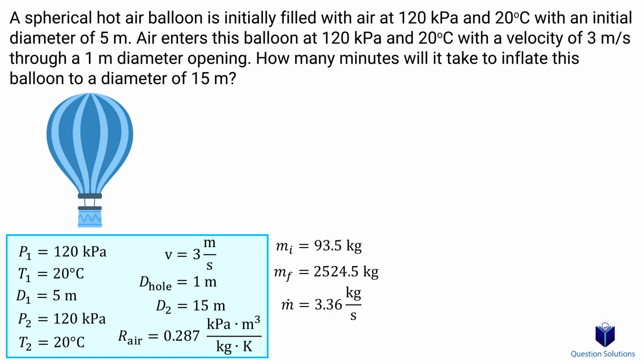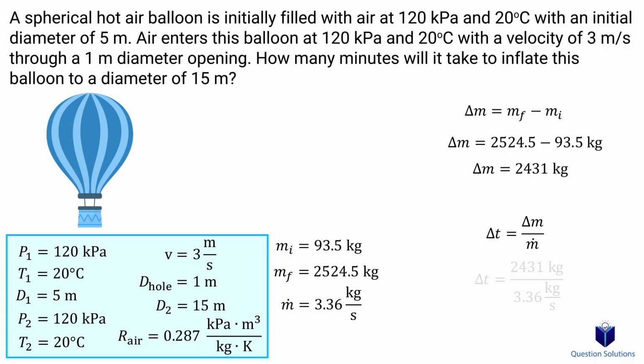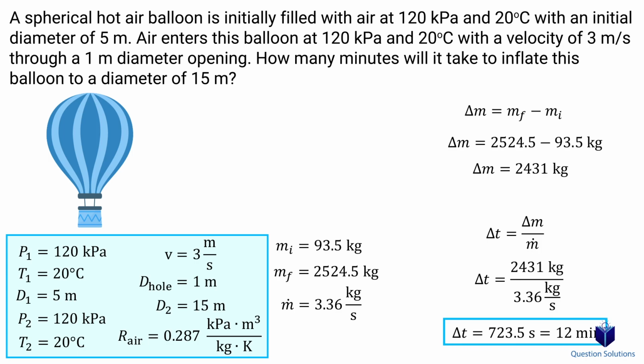Now that we have all the pieces, we will figure out how much mass entered the balloon. So this is the amount of mass that entered the balloon. If we can inflate the balloon at 3.36 kilograms per second, then all we need to do is divide the mass of air that entered by the rate of mass flow. We get about 723 seconds, or 12 minutes.